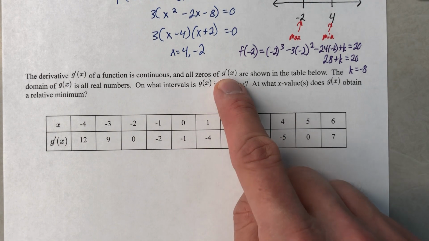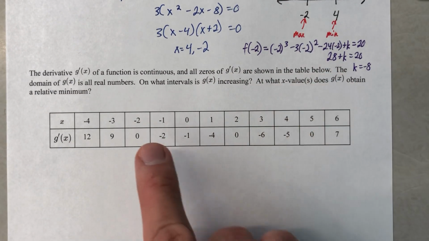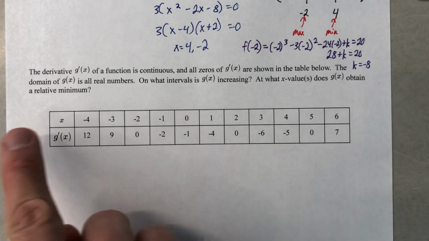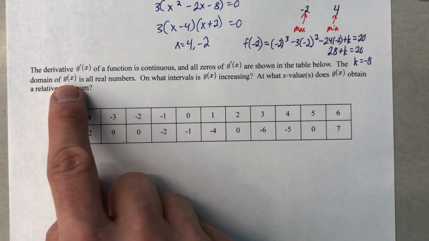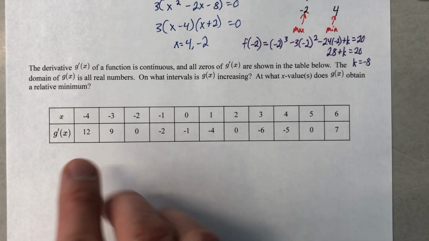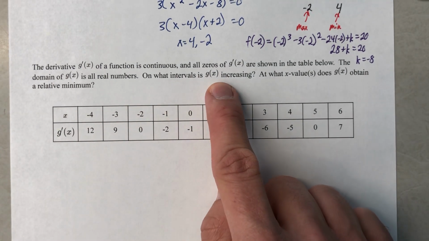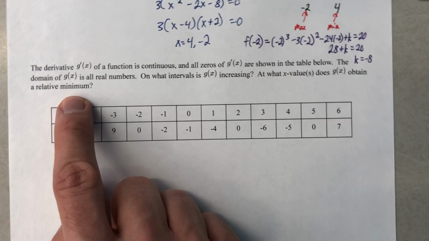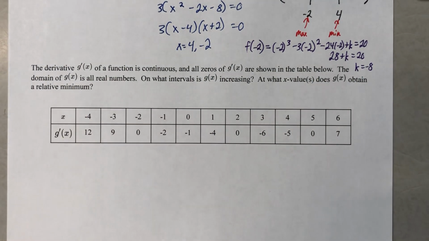And all zeros of g prime are shown in the table below. There will never be another zero for g prime out beyond the borders of what we see. They've listed them all. The domain of g is all real numbers. So it goes forever to the left and forever to the right. On what intervals is g increasing? At what x value does g obtain a relative minimum? That's actually asking for a critical value of g, specifically the critical value that corresponds to a minimum.